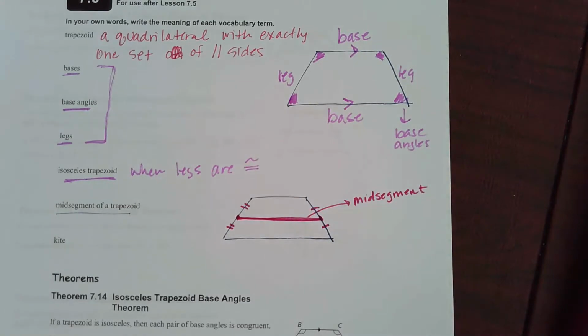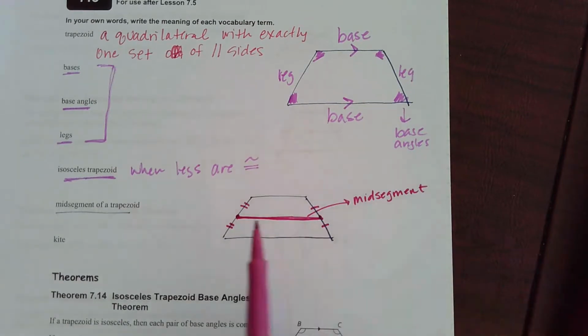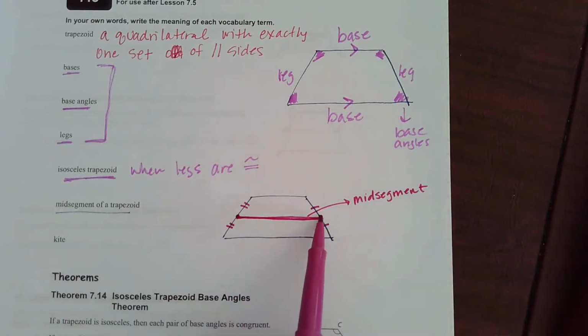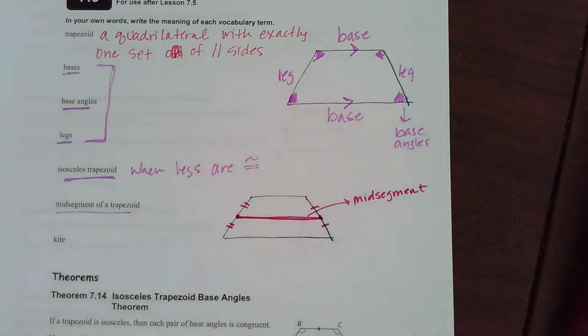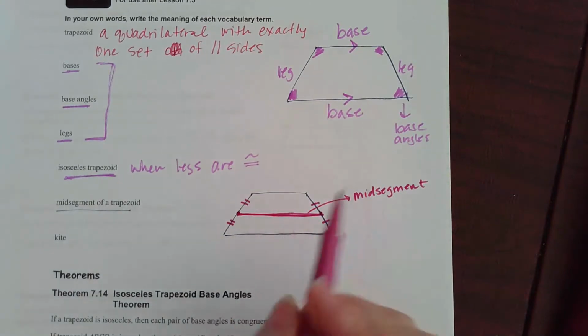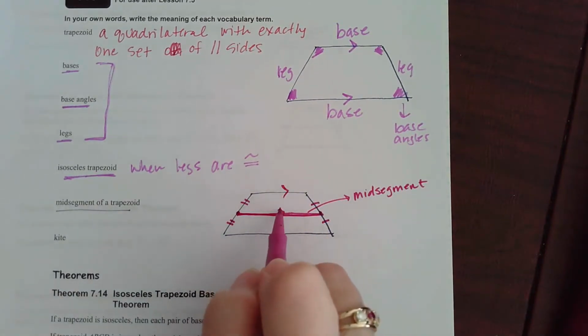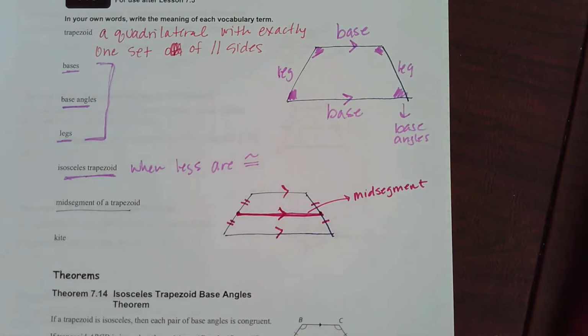So we're going to talk about some relationships about what we know about a mid-segment. And that's going to be some of the theorems that we're going to discuss here in a minute. But that's what a mid-segment is. It's a segment that connects the midpoints. It's going to be parallel to your bases. And so that's kind of how you know which direction to draw it. It has to be parallel. So eventually what we're going to talk about here is that all of those lines have to be parallel.